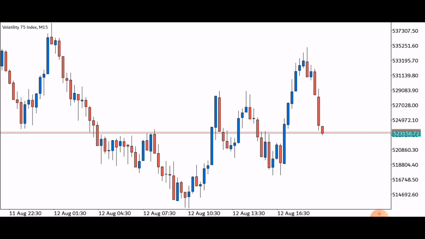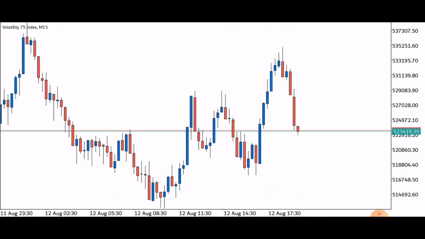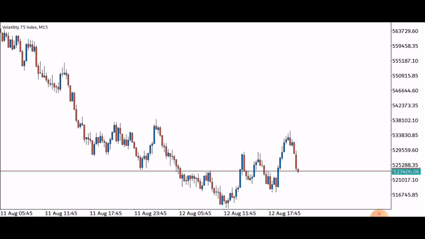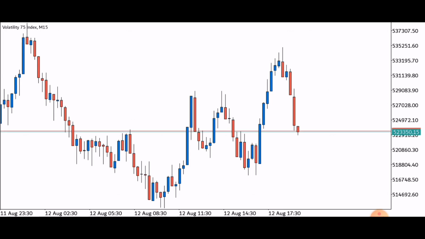And also, do not risk more than 10% of your equity or 10% of your account balance per trade on volatility 75 index. If it hits your stop loss, be fine. Learn the lesson. You will always have opportunity to trade it again. If you keep to this rule, guys, you're really going to stay longer in the market and you're going to make a lot of profit.